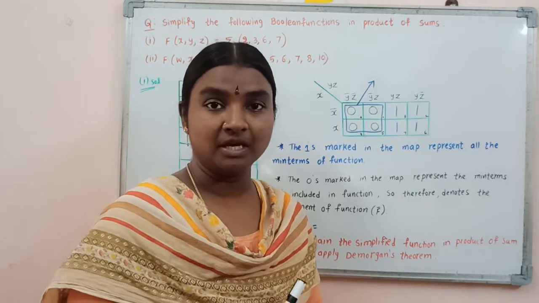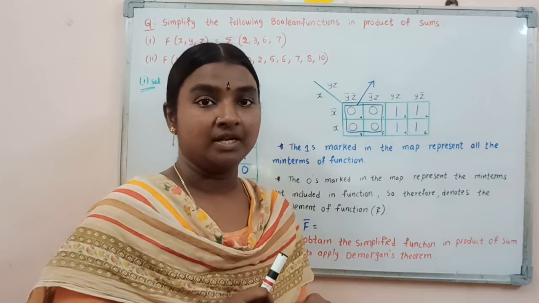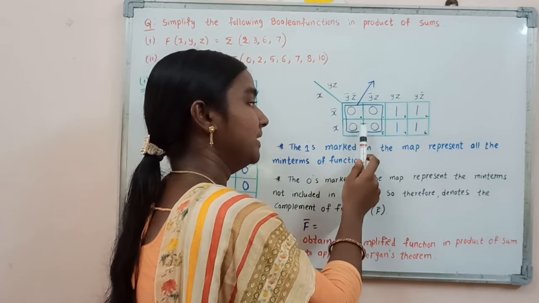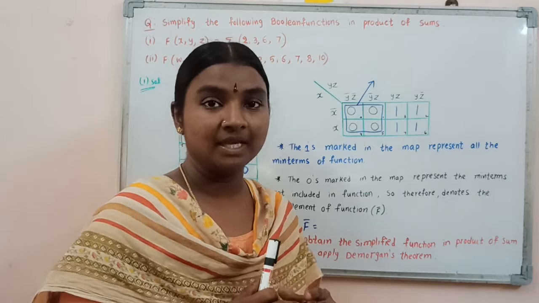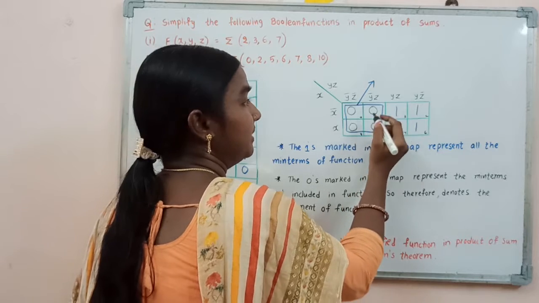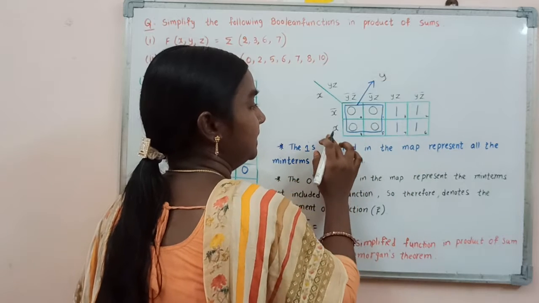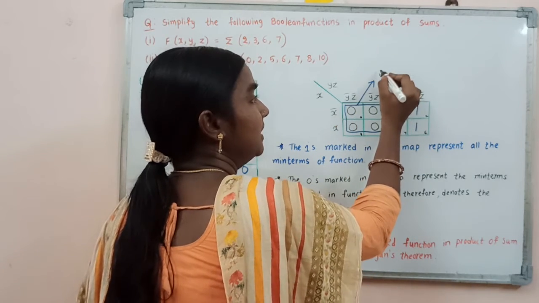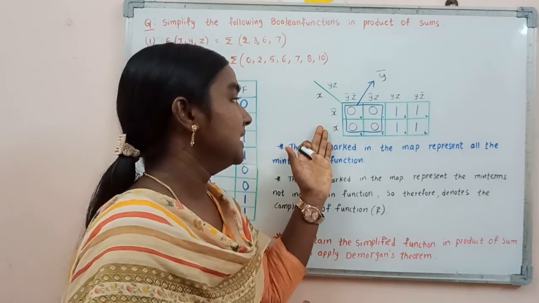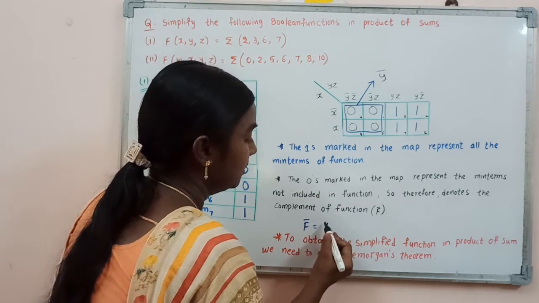To find the product of sum expression, we need to group the zeros in this Karnaugh map. The zeros are in the M0, M1, M4, M5 places, so we make a group like a quad. For this group, the prime implicant can be written like this: X is a changing variable, Z is also a changing variable, so the prime implicant will be equal to Y complement. This Karnaugh map gives F complement, which is equal to Y bar.